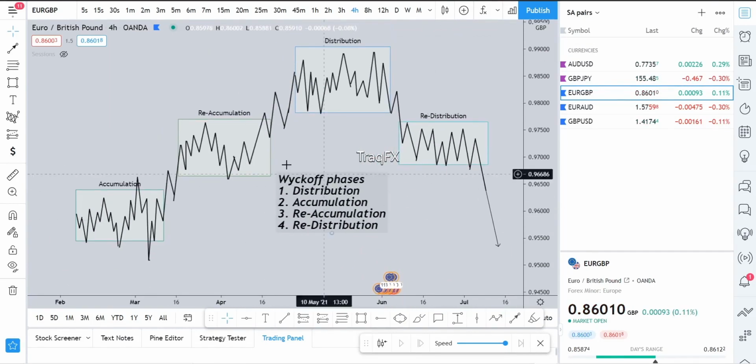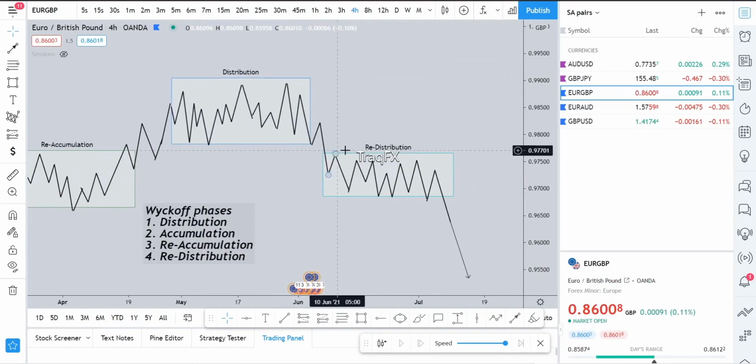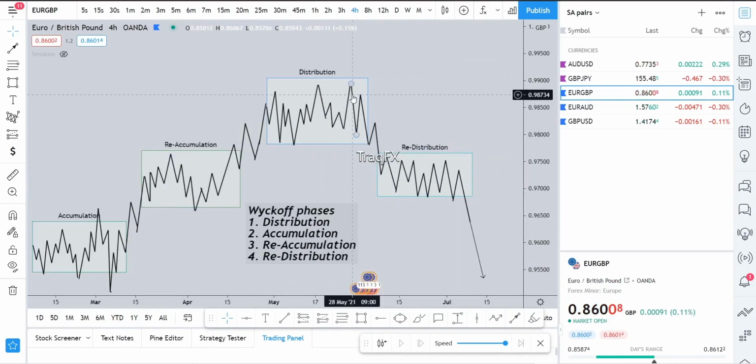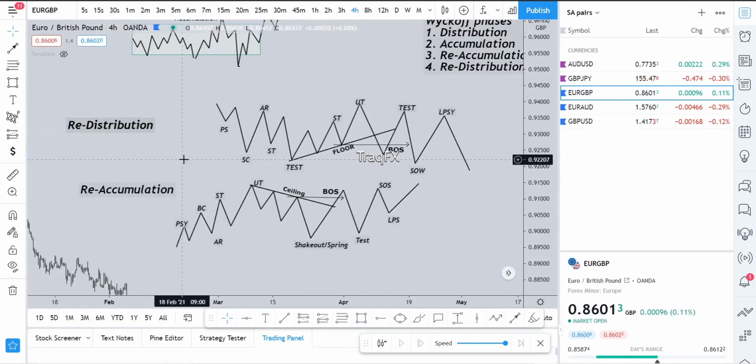So although reaccumulation will be higher than accumulation, the purpose is still to expand price to go higher. And although redistribution will begin after price comes down, redistribution will still expand the price lower. The only difference is the schematics will look different. So redistribution will not look the same as distribution.